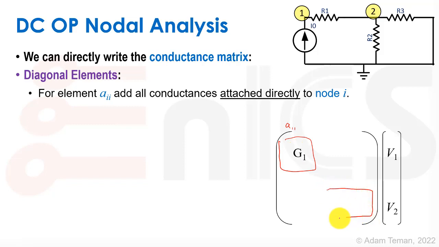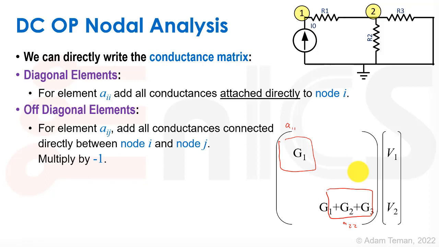And then looking down here, because this is now A22, we look at all the resistors that are connected, R1, R2, and R3. So we just sum up all the conductances, G1 plus G2 plus G3. So that is how we got the diagonal of the matrix.